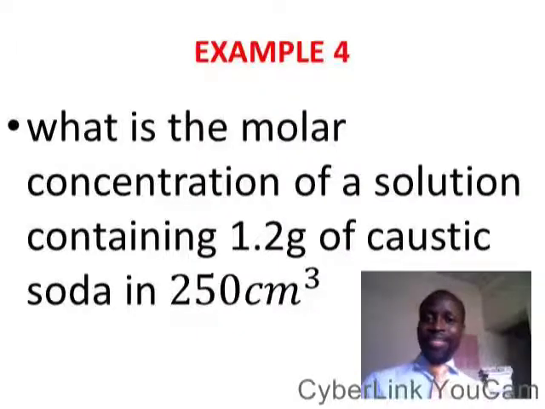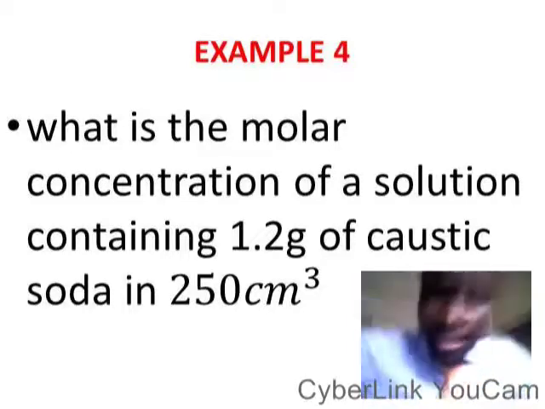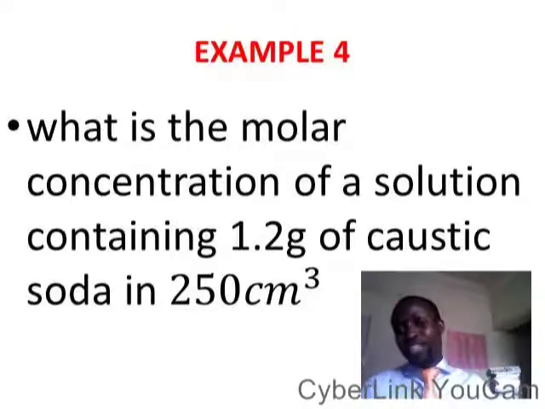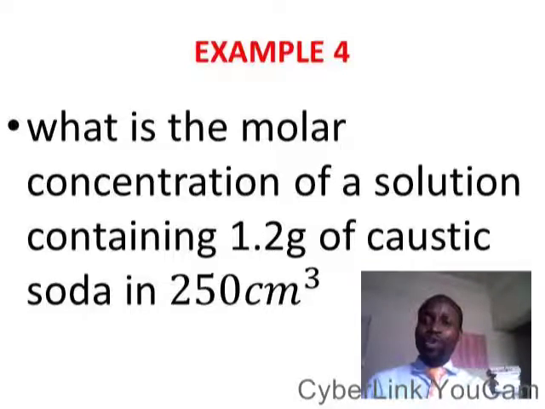We have for today Example 4. Now take note of this. What we have is an implication that example 1 has been given, example 2 has been given, 3 has been given, and now this is example 4. And what does it say? What is the molar concentration of a solution containing 1.2 gram of caustic soda in 250 centimeter cube?